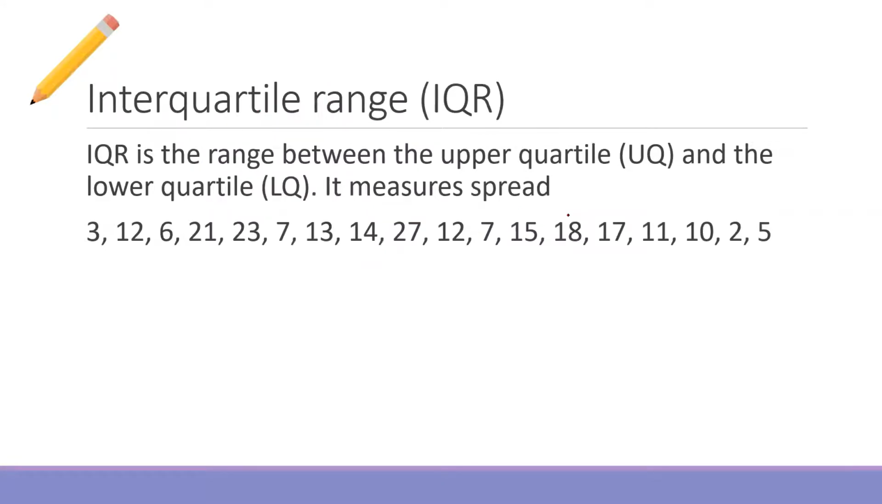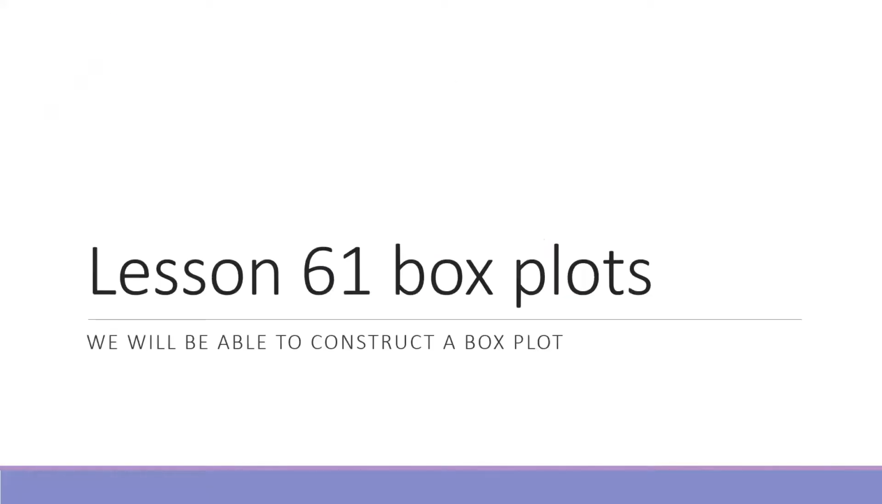Interquartile range is a bit harder. You have to find the upper quartile and the lower quartile. The upper quartile is the middle of the top, and the lower quartile is the middle of the bottom. We're actually going to do a bit of an example with interquartile range in this lesson, so I'm not going to do it here. If you don't remember what interquartile range is, though, we are going to cover it again.